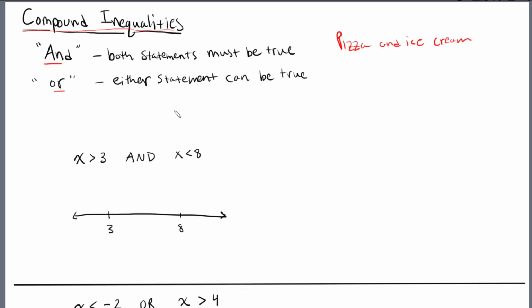An or statement, on the other hand, if I said, I'm going to bring pizza or ice cream, I could show up with both, and that would be quite excellent. But at the very least, you expect me to show up with at least one of them, right? You expect me to show up with pizza or ice cream. Either one would satisfy that statement, okay? I could bring in both, and that would be pretty cool too. So, we're going to look at essentially that same idea, but with inequalities.